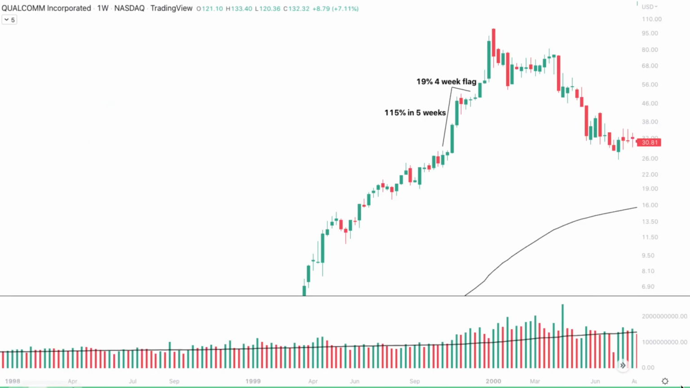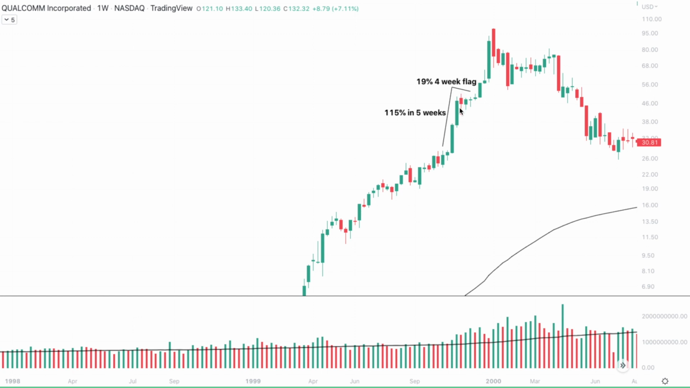Here we have an example of a high and tight flag using Qualcomm in the late 90s. What you can see is the last initial run that Qualcomm made leading up to the 2000 dot-com bubble, when we see this climax top in early 2000. This is the area we're focused on, and what you can see is a 115% gain over the course of about 5 weeks, starting on this week, following this previous red week, going all the way up till we top and form this first red candle here.